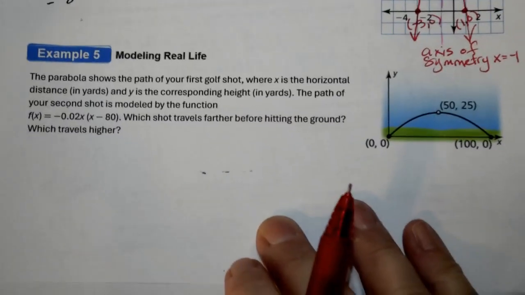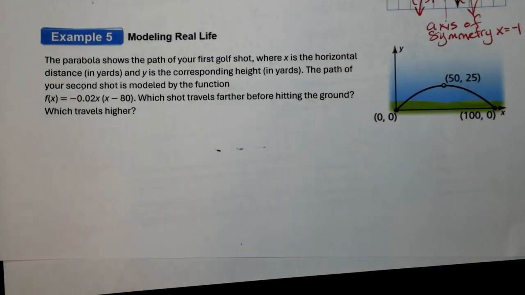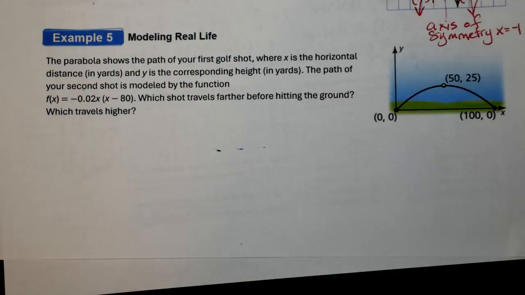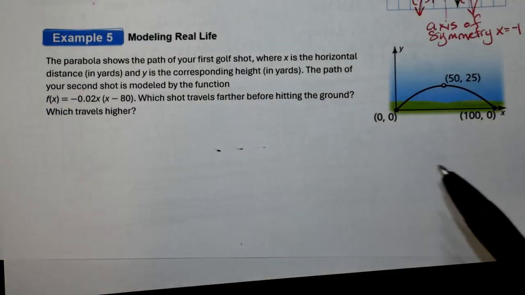Last question, your favorite type. Word problems. Yay, word problems. All right, just kidding. I mean, they're not that bad. Miss Go helps you figure them out, okay?